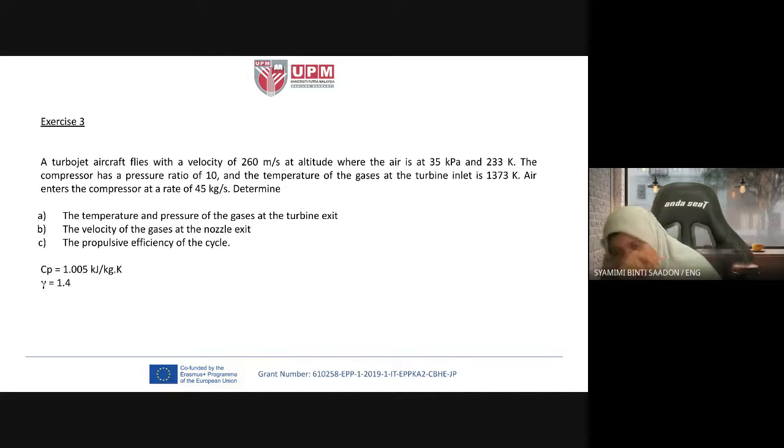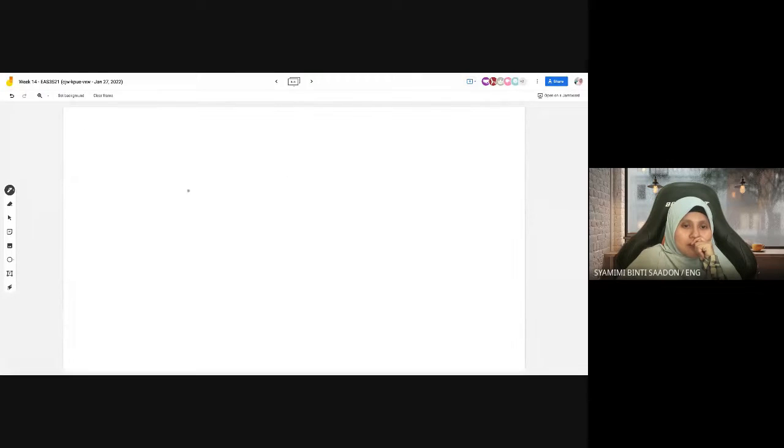Okay, so turbojet is one type of jet engine cycle. So we use the Brayton cycle, the gas turbine cycle, right? The Brayton cycle is the same as the power plant just now, just that for turbojet it is an open cycle. So we have to determine the temperature and pressure of the gas at the turbine exit. We must first locate the point of each of the process. So the same as just now, we try to draw it in a TS diagram and locate first all the points of the process.